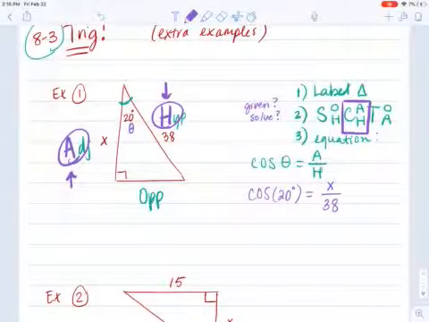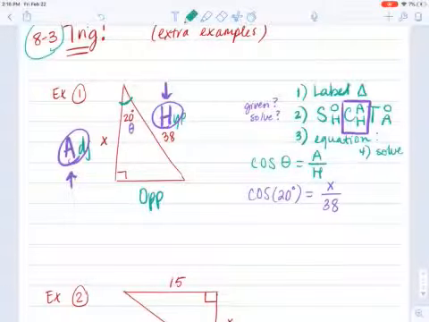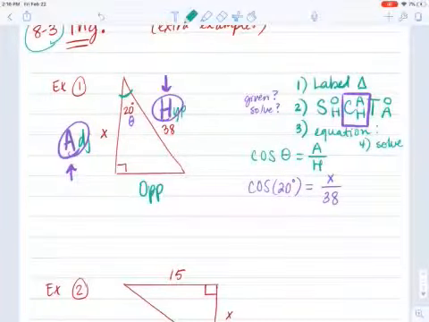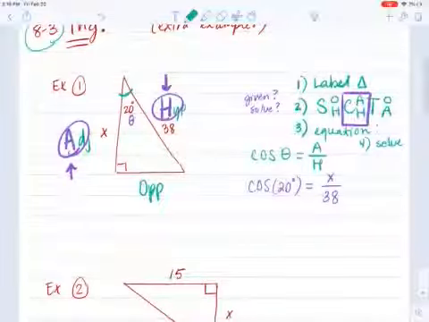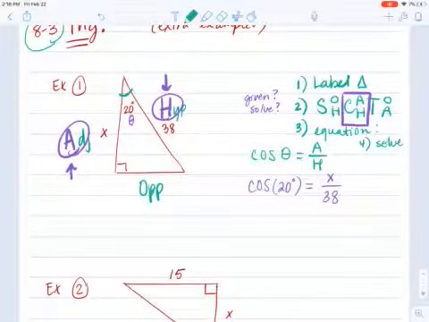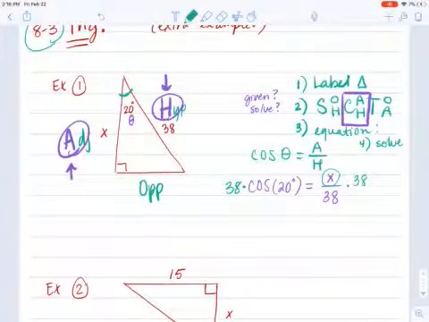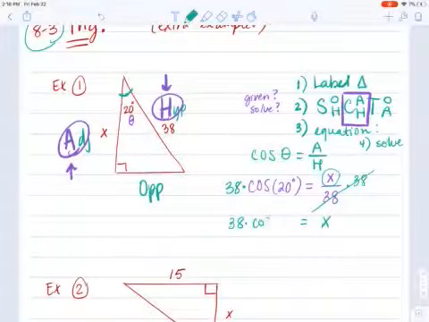So our last step is simply to solve, right? That was step 4, to solve. Okay, don't really need to write those out, but there you go. In order to solve this for x, I'm trying to get x by itself, so I need to multiply both sides by the denominator. Always multiply by the denominator. So that's going to be multiplied by 38 on both sides. It cancels it out here. That was the whole point. And we're going to get x equals 38 times cosine of 20 degrees.